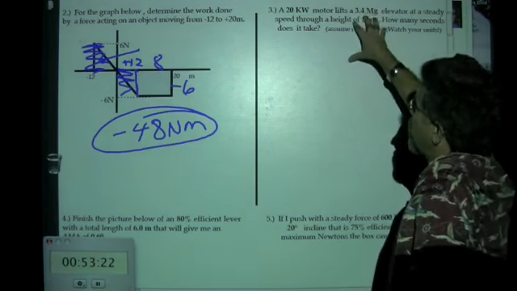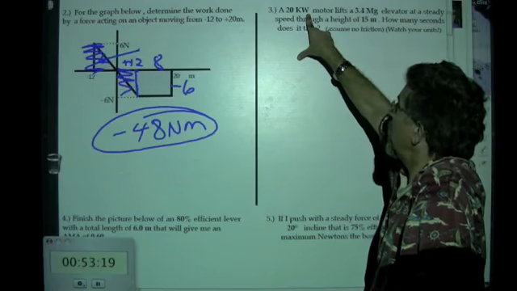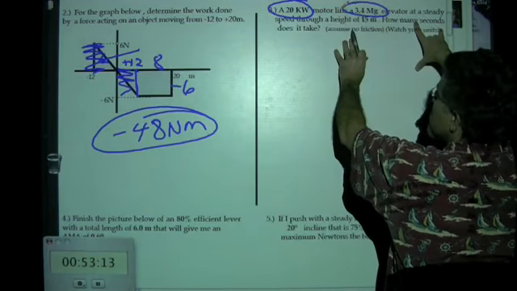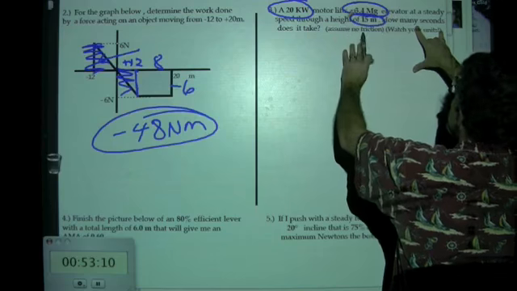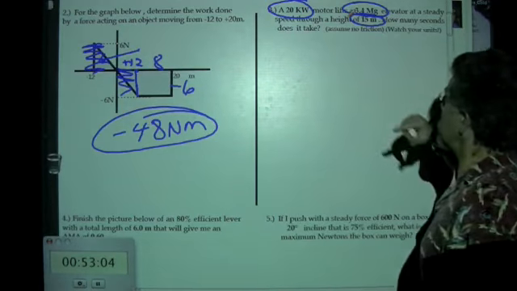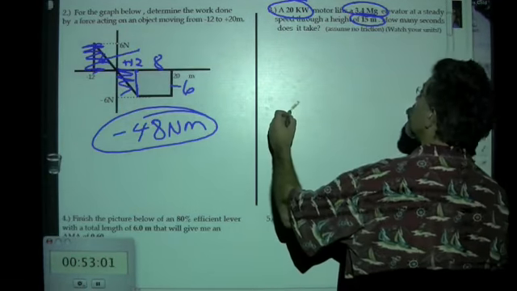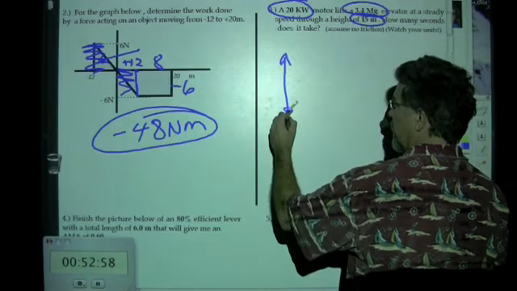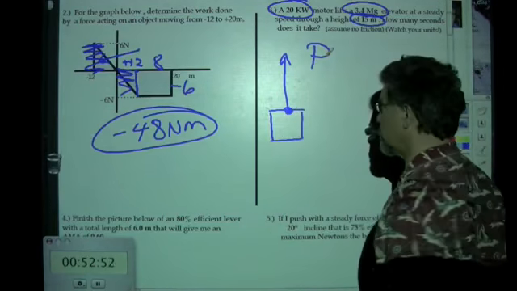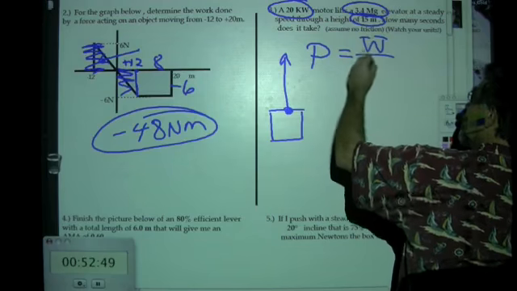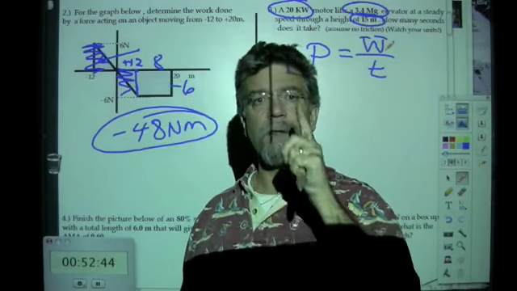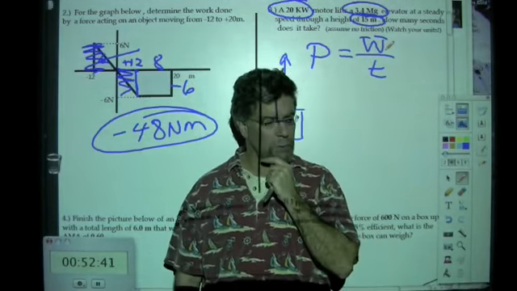Number 3 says, now it's a power problem because we're dealing with kilowatts, so I know I'm dealing with power. So a 20 kilowatt motor lifts a 3.4 megagram elevator at a steady speed through a height of 15 meters. How many seconds does it take? We're going to assume no friction, and it says to watch my units, so I'll be careful there. All I really care about is the elevator being lifted, and I can do this pretty straightforwardly with equations. Since power is work over time, and they didn't give me a velocity here. If they gave me a velocity, I would have said power equals force times velocity.